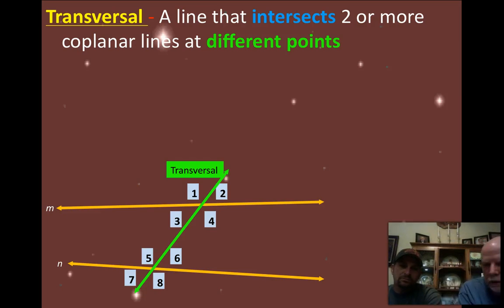The fact that 1, 2, 3, 4 in this diagram all share a vertex point with line M, and 5, 6, 7, and 8 all share a vertex with line N. So 1, 2, 3, and 4 share a vertex, and they're separate from the others because that transversal hits the two lines in two different points. It's critical that you see the separation there for what we're going to talk about here.